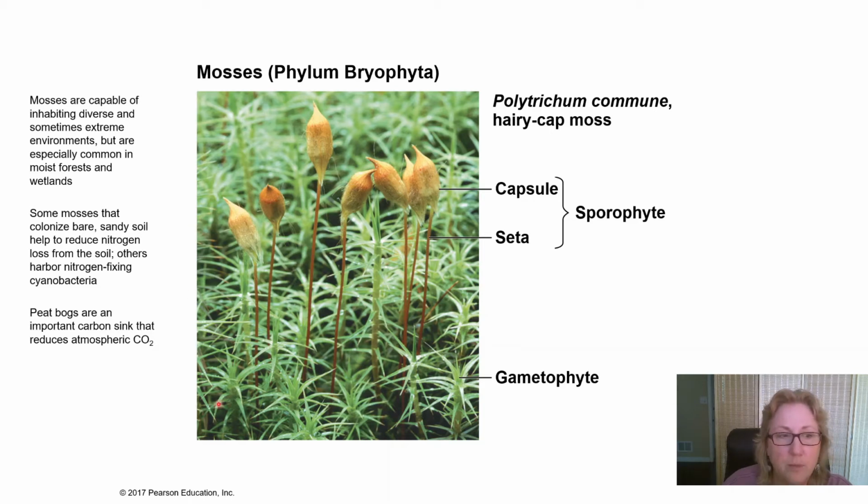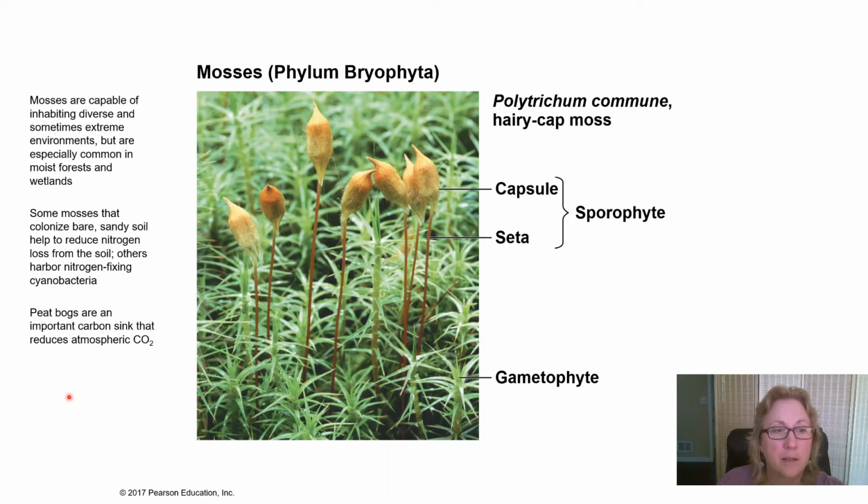One of the more important mosses is peat moss. You might have heard of peat moss. Sometimes people buy it to fertilize their gardens with. Peat bogs are acidic. Most plants cannot grow in a peat bog. Peat moss, though, is very well adapted to that, and peat bogs are extremely important if you're concerned about global warming.